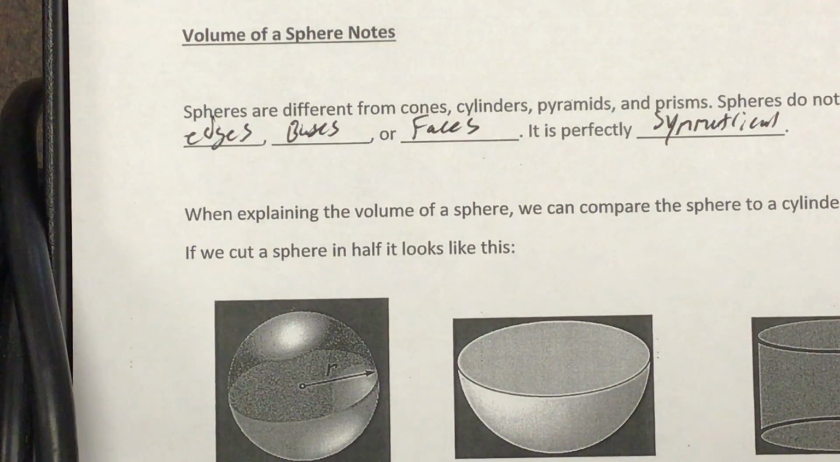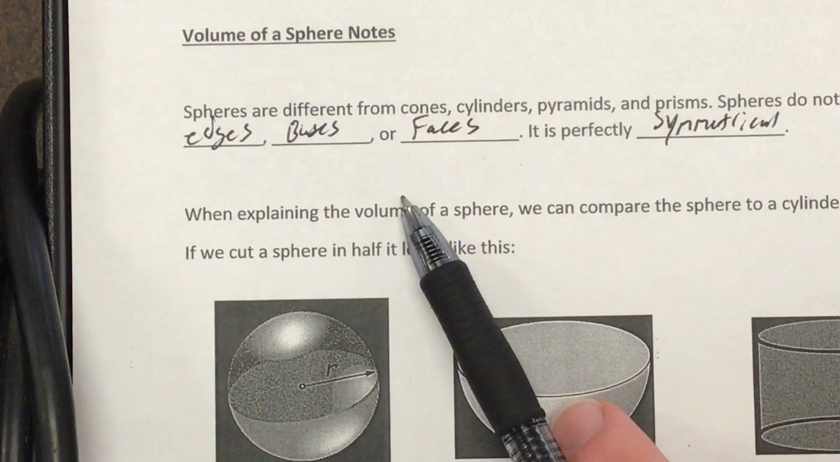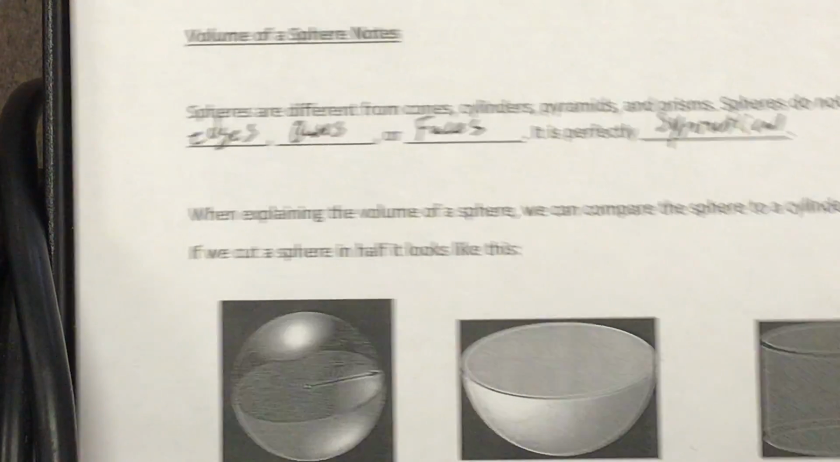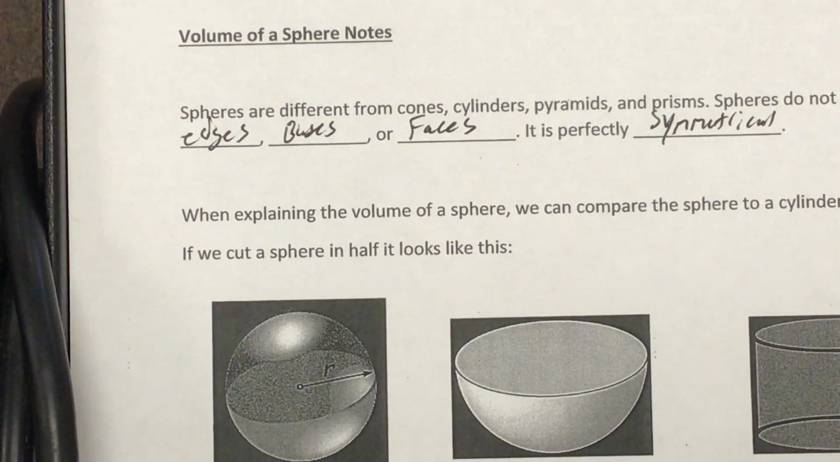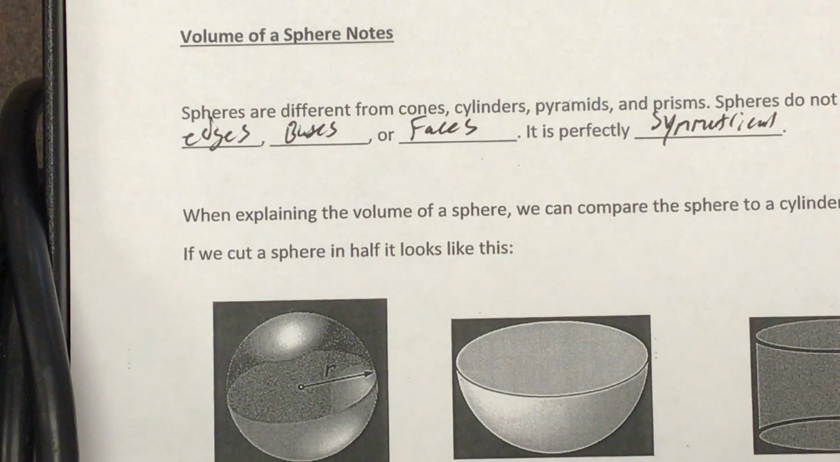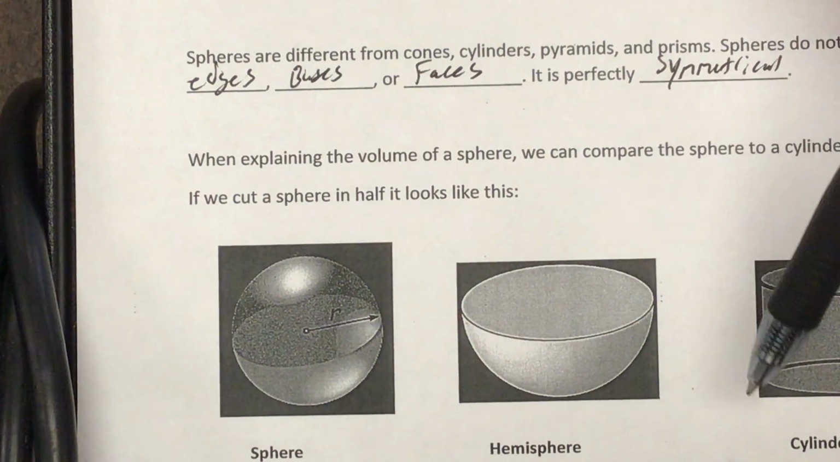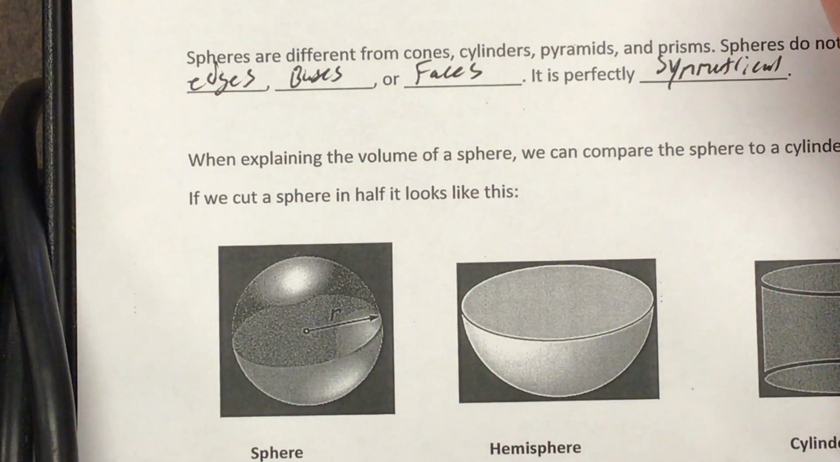What is that word? Which one? Faces. Edges, bases, faces, symmetrical. Okay, you only get hot chocolate if you do your handwriting. Well, I already got my hot chocolate. I'm scared of my hot chocolate. What are you scared of? That's why you just do it. Yeah, and then you get second-degree burns on your mouth.